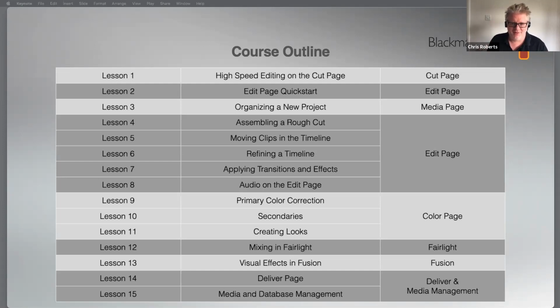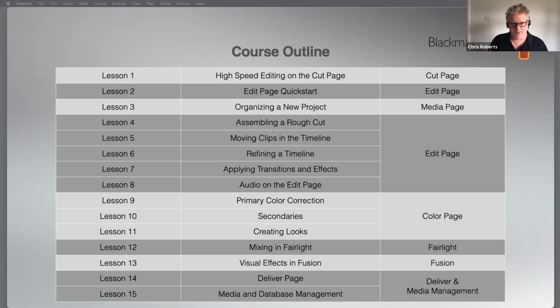What we have here in the left column is the lesson number, so that appears in the book, or the chapter number that appears in the book. The middle is the actual title of that chapter. So you can see lesson 1 is high speed editing on the cut page. Lesson 2 is edit page quick start. And then on the right hand side, the final column, what I've actually done is I've broken it down to the page that you use for that lesson.